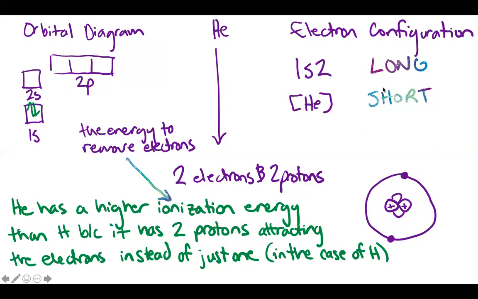We'll see how to do that short configuration and why it matters for atoms that have a larger number of electrons shortly. So helium has a higher ionization energy than hydrogen because it has 2 protons attracting the electrons instead of just 1 in the case of hydrogen. So in this case, the energy that it takes to remove electrons is higher in helium than it is in hydrogen.